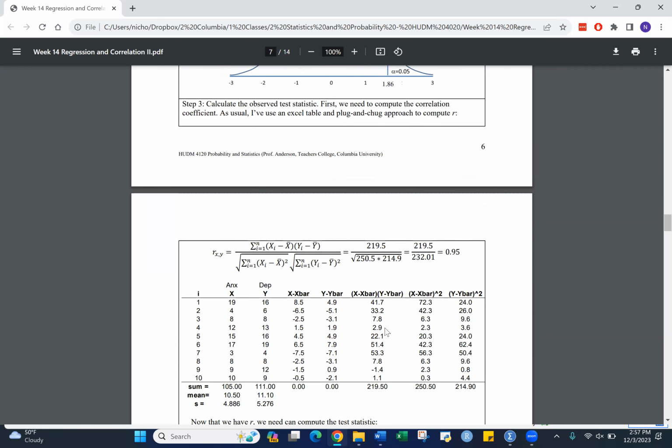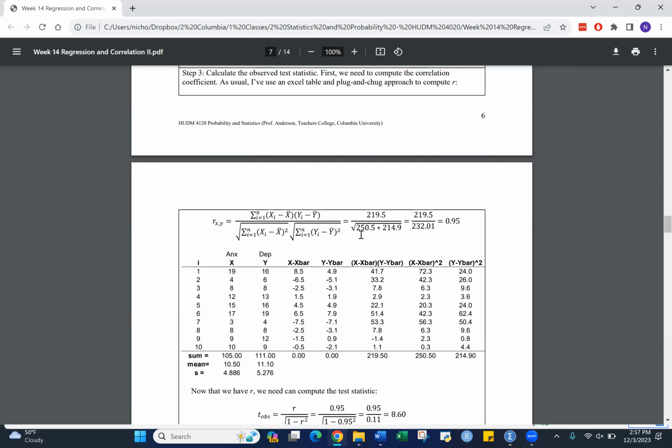Now, step 3, I need to calculate the test statistic. There's 2 steps here. First, I need to calculate the correlation r. Then I need to use that to calculate the observed test statistic. Looking at the correlation formula that we learned last week, it's the sum of the products of the deviations divided by the square root of the sum of the squared x deviations times the square root of the sum of squares of the y's.